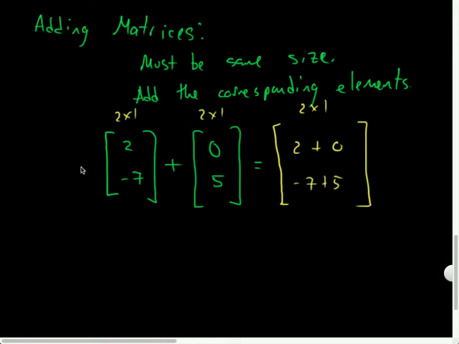And like I said, you wouldn't normally write this step. I think you could do it in your head. But eventually, you might have some steps to write. So 2, -2 is my matrix.